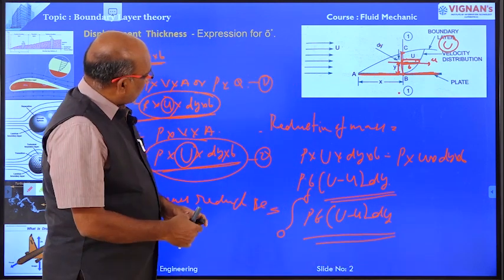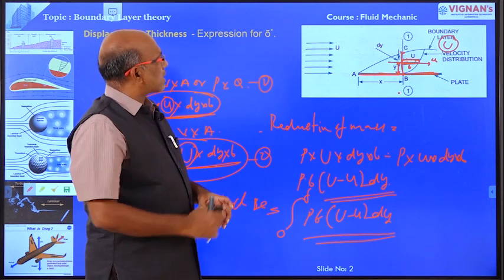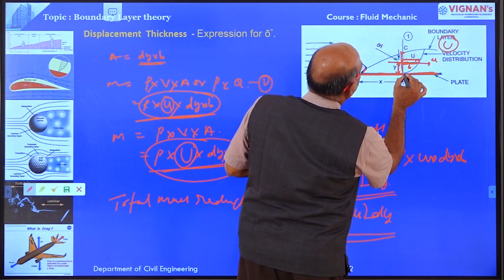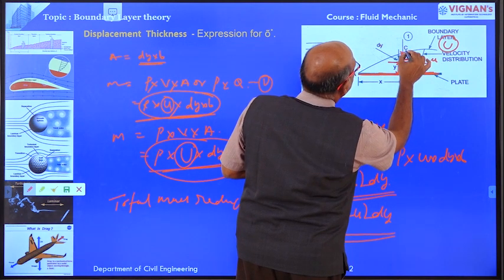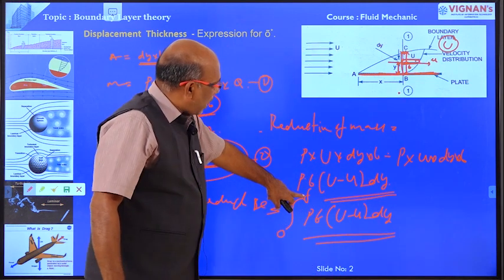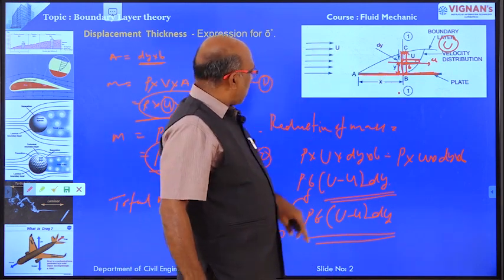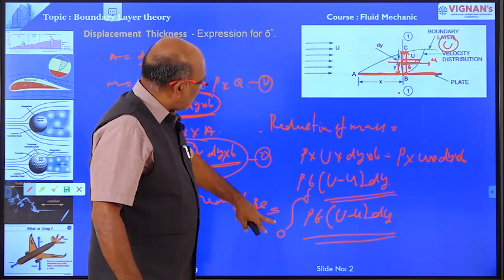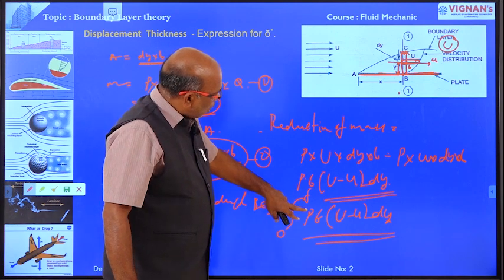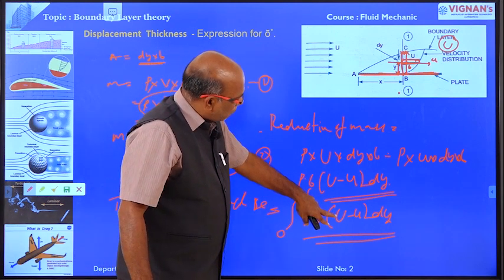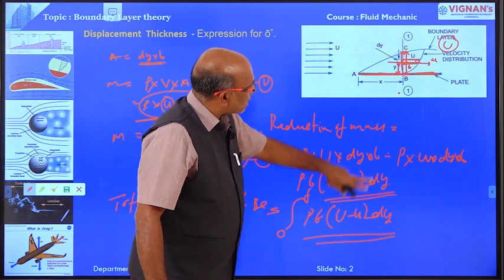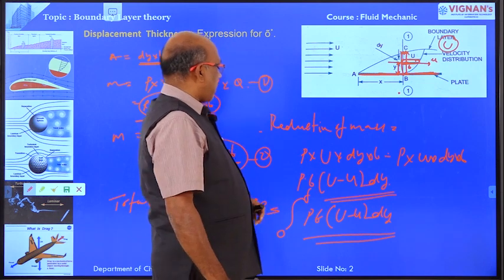Here is one new term, that is delta. Delta is the thickness of the boundary layer, that is B to C. Therefore, the total mass reduction is equal to the integral from 0 to delta of rho b into capital U, that is the free stream velocity, minus small u, the velocity at the strip, into dy, right.